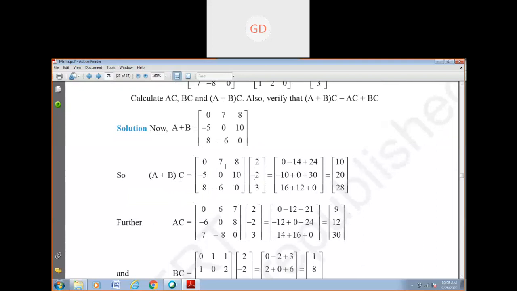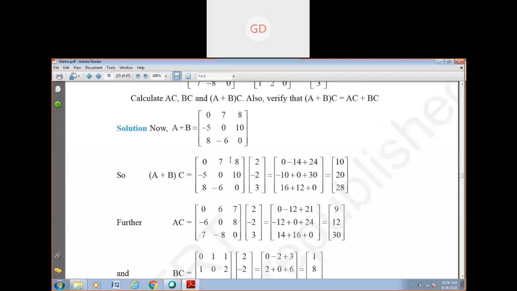So we can multiply. First row into first column, first element. No other column is there, so no need to multiply further. So multiplication by the first row is over. Second row into first column. Second row is over. Third row into first column. Third row is over because there is no other column. Just multiplying one column, we get the element. First row into first column, so this is the only element: 0 minus 14 plus 24 gives us 10.